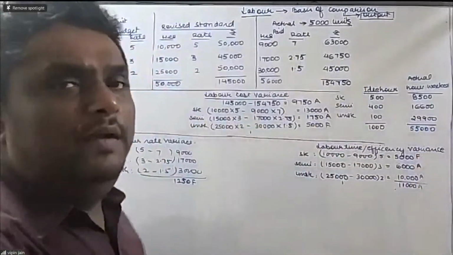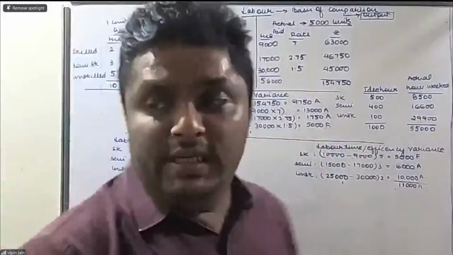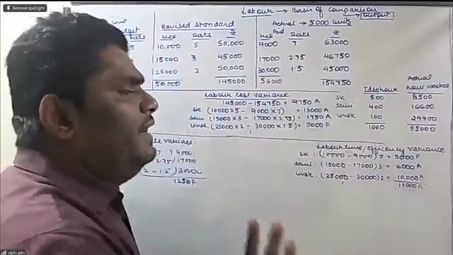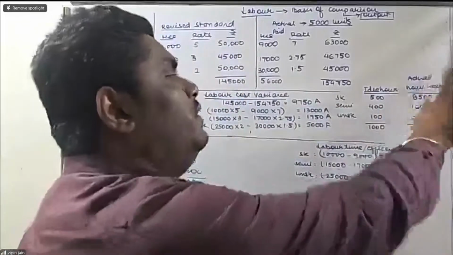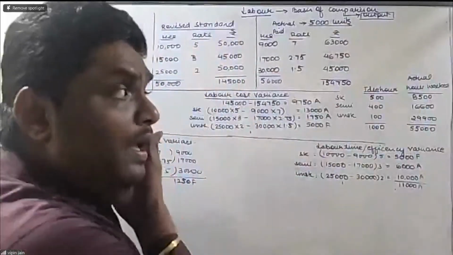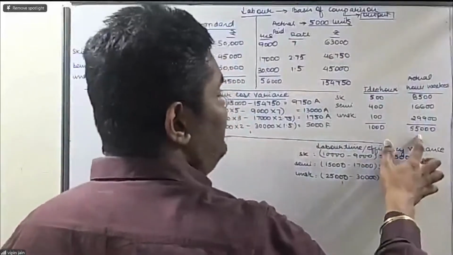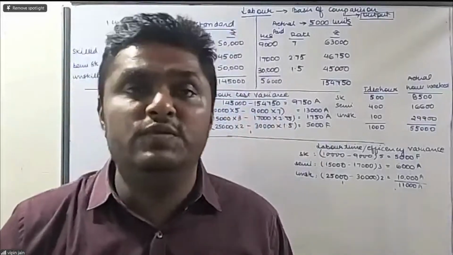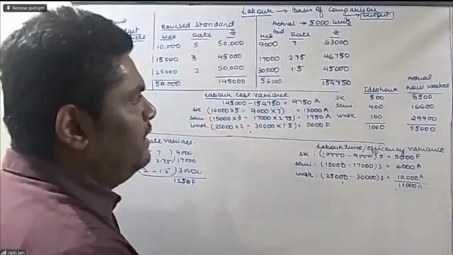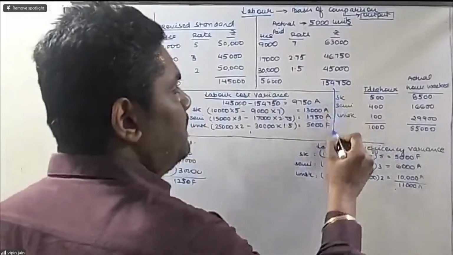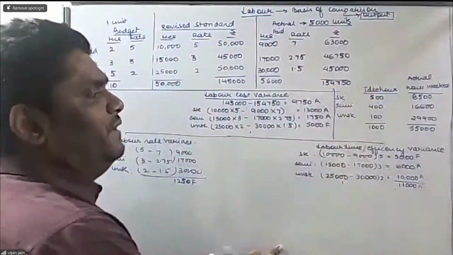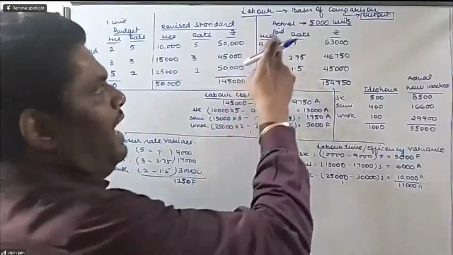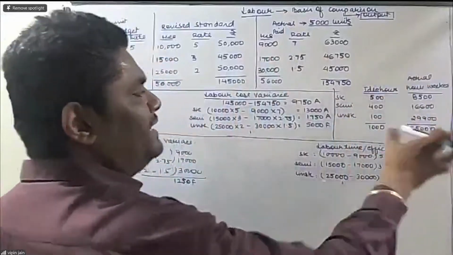So always remember, guys, as and when idle hours are given in the question, we have to calculate actual hours worked. 55,000 will be my actual hours worked. If you guys have any doubts in this part, please post your query. I repeat again, if the idle hours are given, then we have to first calculate actual hours worked. That is the hours paid minus the idle hours, we will get actual hours worked.